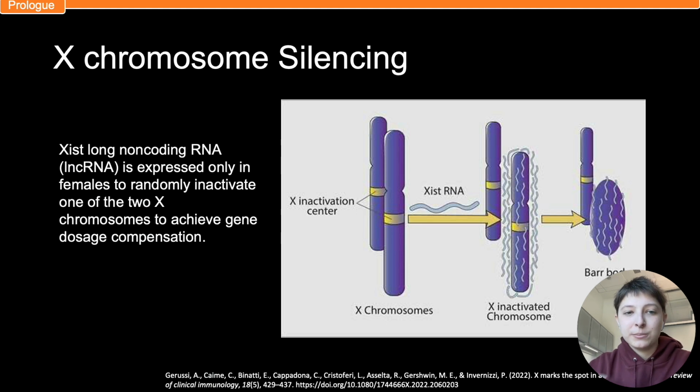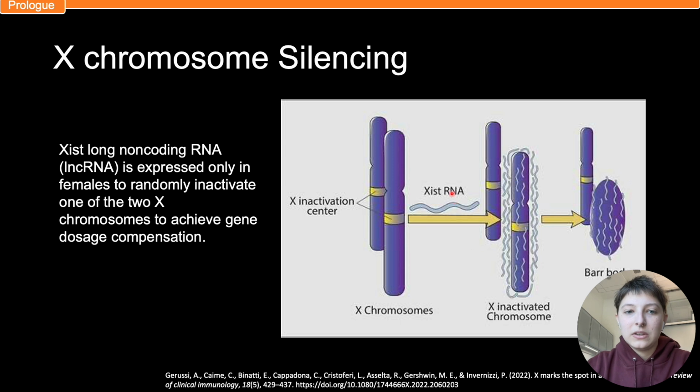But background. X chromosome silencing is a thing in mammalian females, where in humans it's randomly chosen which X chromosome is going to get silenced, to make sure that the gene expression is pretty much the same between males and females for the sex chromosomes. So it's like a dosage compensation thing, so you don't want too much expression of the X chromosome genes, and so your body silences it, and the main driver for the silencing is this Xist gene, or long non-coding RNA.